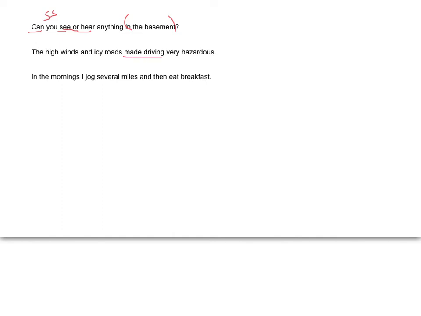The next one, the high winds and icy roads made driving very hazardous. Made driving would be my simple predicate. And I've got simple subjects in my winds and roads. And then finally, in the mornings, I jog several miles and then eat breakfast. So I jog and I eat. All of that is interesting information, but the most important piece includes the two verbs, jog and eat.